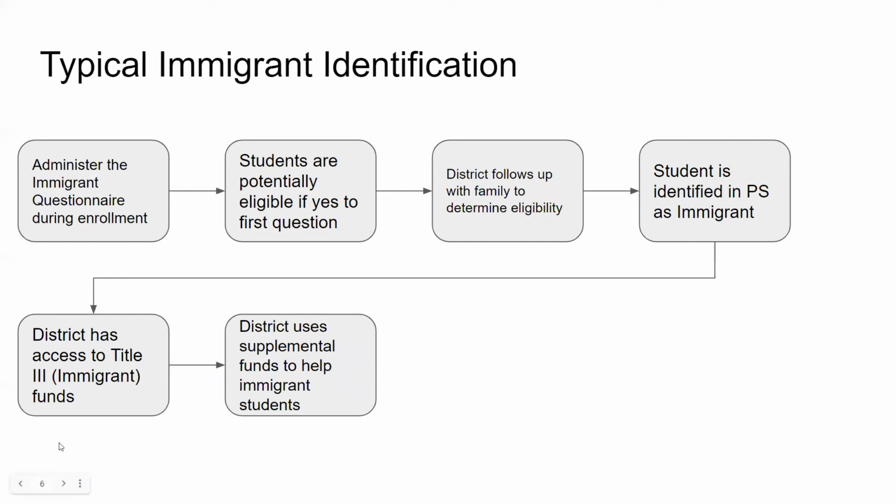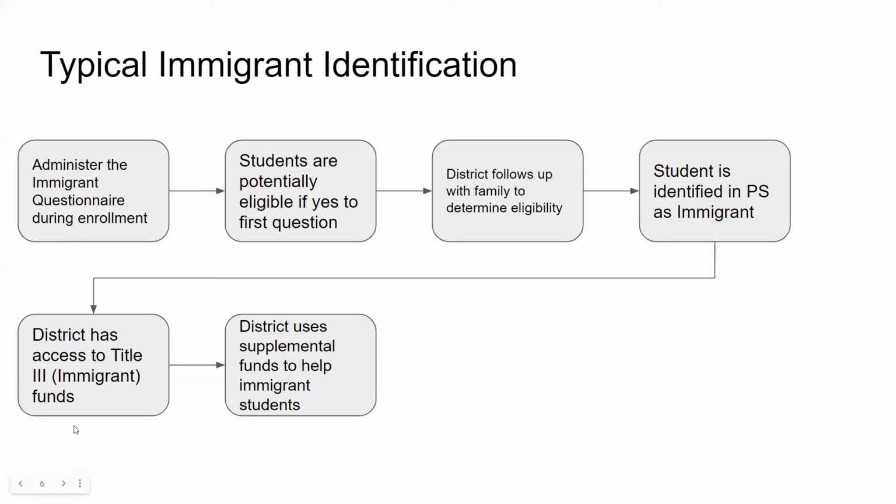A typical immigrant identification is shown here. When a student enrolls, they're administered the immigrant questionnaire during the enrollment. The students are potentially eligible if they say yes to the first question. The district follows up with families to determine the eligibility, and then the student is identified in PowerSchool as an immigrant. Upon doing so, the district then will have access to Title III immigrant funds, and the district can use those supplemental funds to help immigrant students.